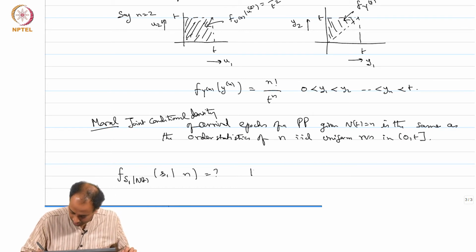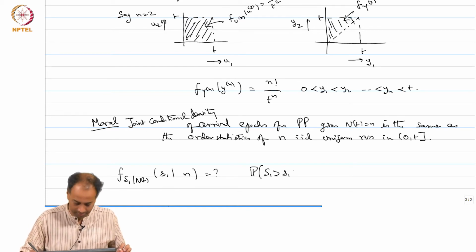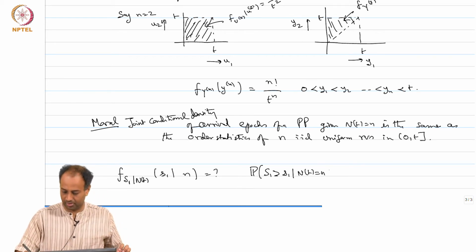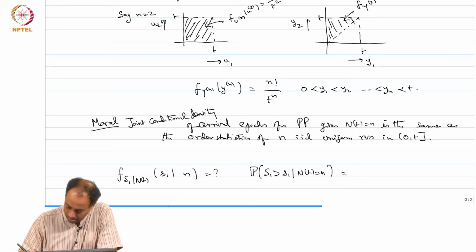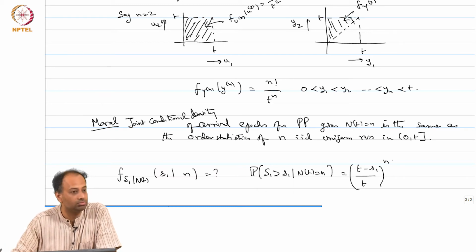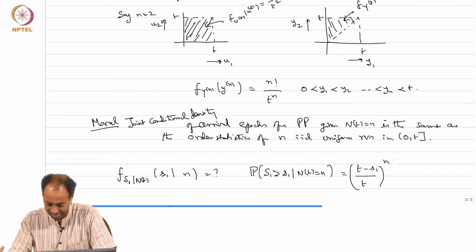Probability that S1 greater than little s1, given N(t) equal to n, right. This will simply be (t minus s1 over t) whole to the n. It is like all the uniforms are bigger than this little s1, right, that is what this is. Okay.